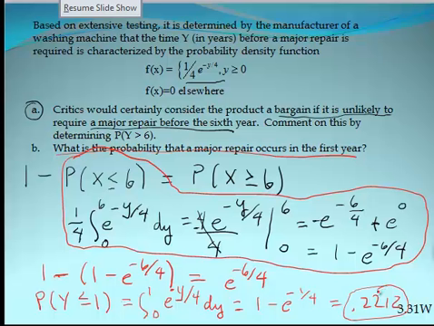I wouldn't. And this one actually turns out to be, if you calculate it out, 0.2231, and that's actually not that small either, so I would not buy this washing machine. So there. Okay, now on we go.